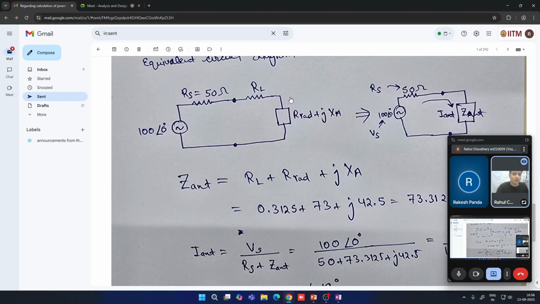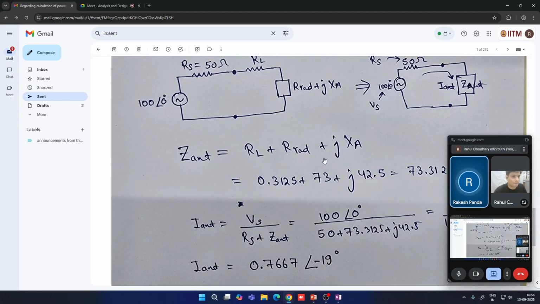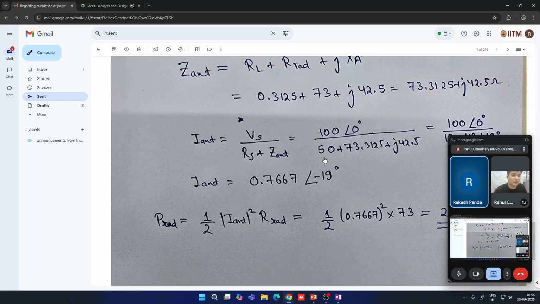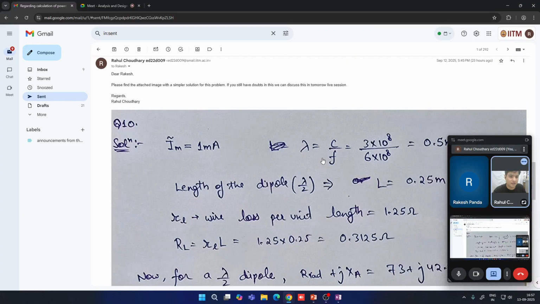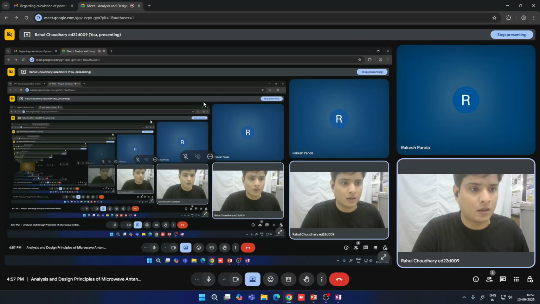If you draw the Thevenin equivalent, it should look something like this. But you understood the solution which I gave you, right? Yes, sir. That is very good. That's how we should solve it actually. Unnecessarily I made it complicated by doing this. I hope this is clear.